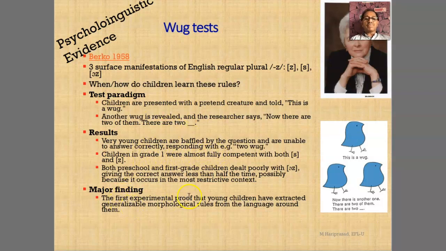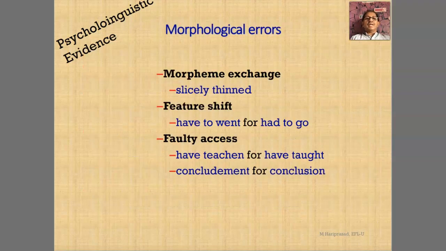So the first experiment proved that young children have extracted generalizable morphological rules from the language around them. They have learnt the generalized rules first, right? This shows that words are not listed in the human brain. Rules are formed from the linguistic evidence which the children are exposed to. Then another piece of psycholinguistic evidence comes from morphological errors.